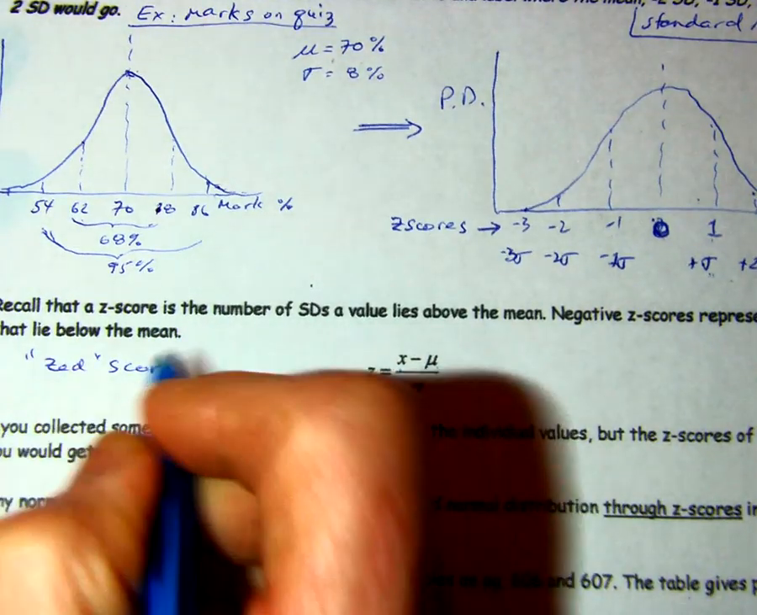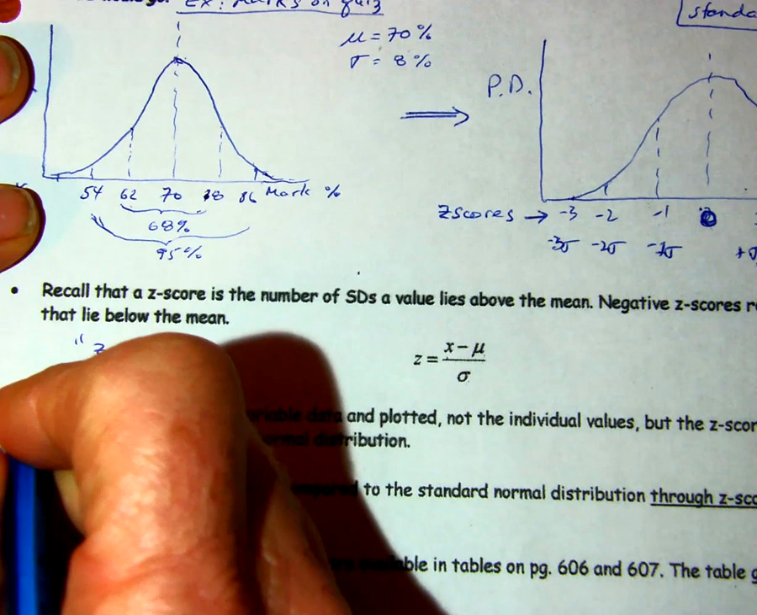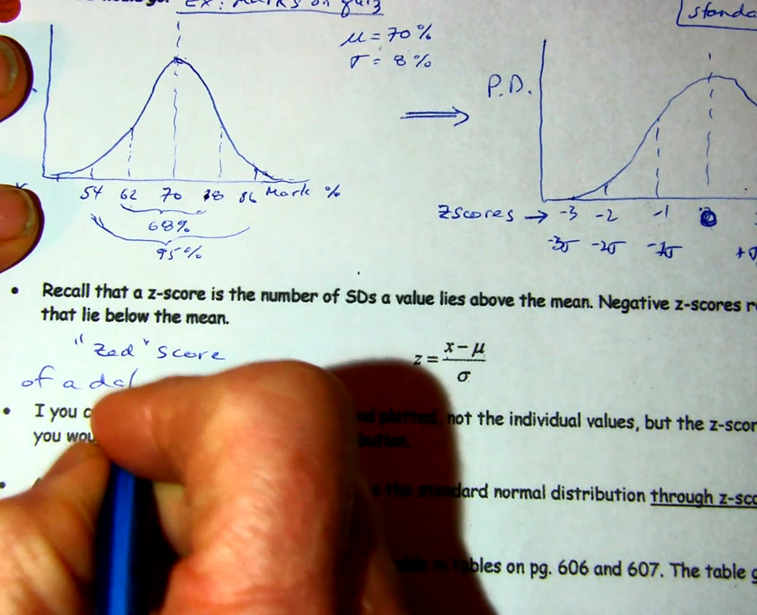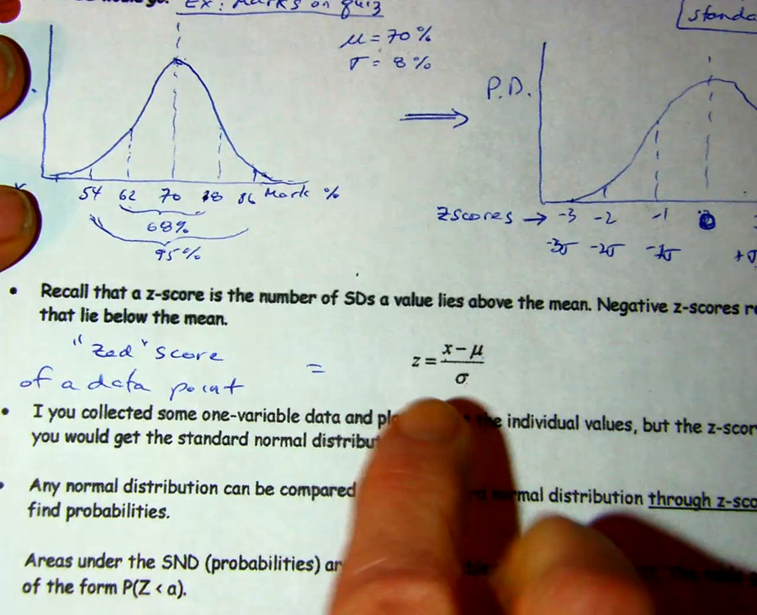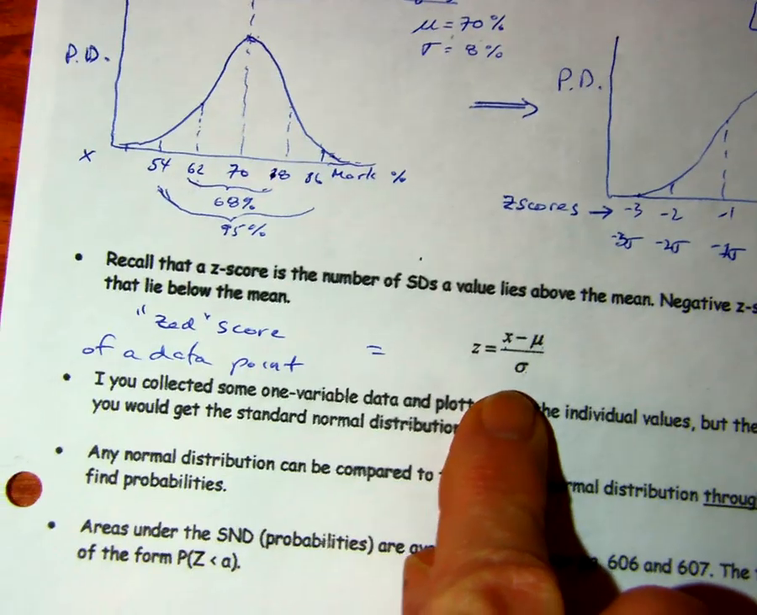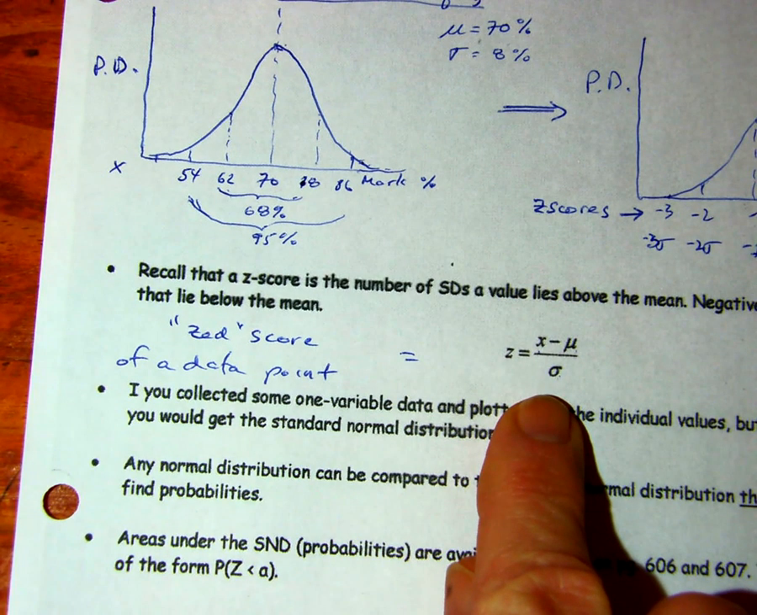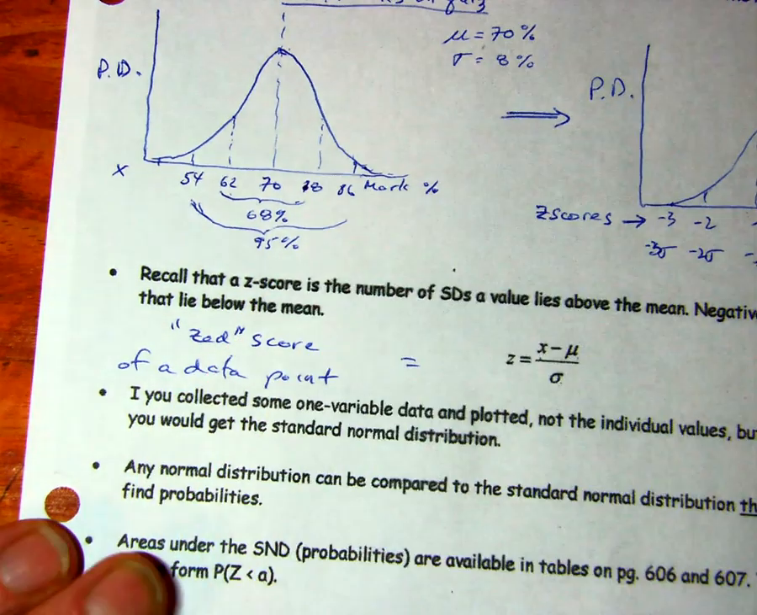So a z-score is only applicable to a particular data point. So a z-score of a data point equals, that's the formula. How do you spell z? Well, I don't know if it has Z-E-D. That's how you pronounce it, anyway. Z-score.